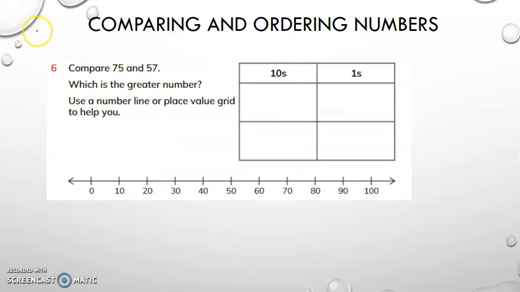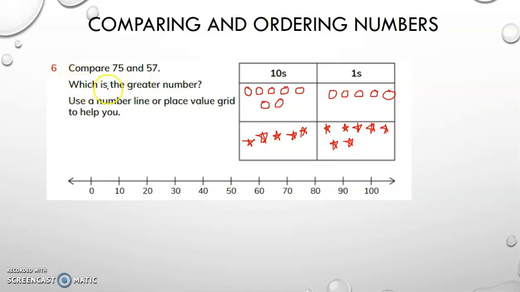Let us look at more examples. Compare 75 and 57. So 75, 7 tens വേണം അല്ലേ? So 1, 2, 3, 4, 5, 6, 7 and 5 ones. 1, 2, 3, 4, 5. 57. 5 tens. 1, 2, 3, 4, 5. 7 ones. 1, 2, 3, 4, 5, 6, 7. Which is a greater number?